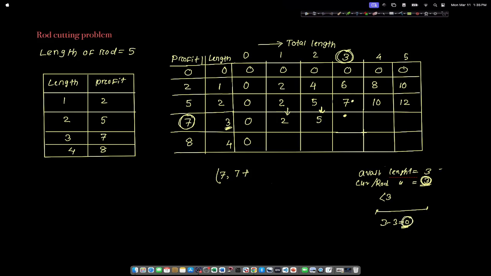To see the profit for the remaining length, we'll go to the upper row. This is the current cell. We'll go to the upper row. From the upper row, we'll go to the cell with length 0. The profit for length 0 is equal to 0, and that's why 7 plus 0. Then we'll take the maximum of these two numbers. This gives you the maximum of 7 comma 7, which is equal to 7, and that we will put in this cell.